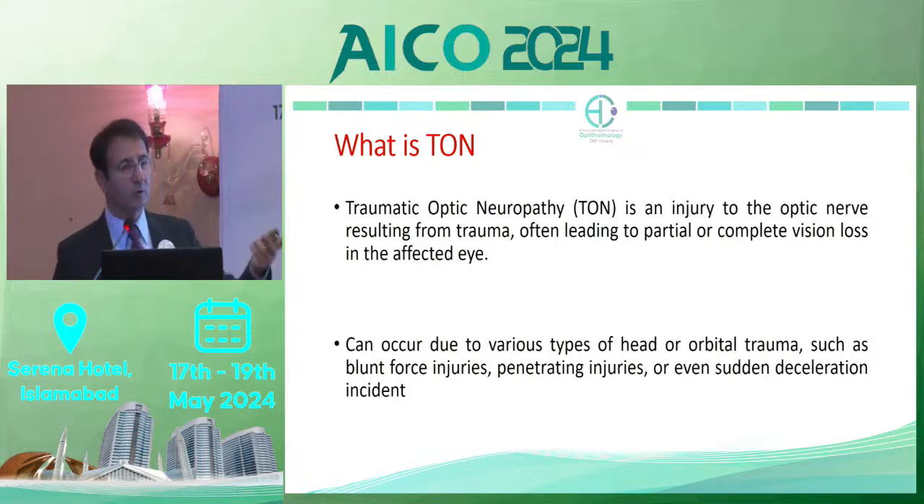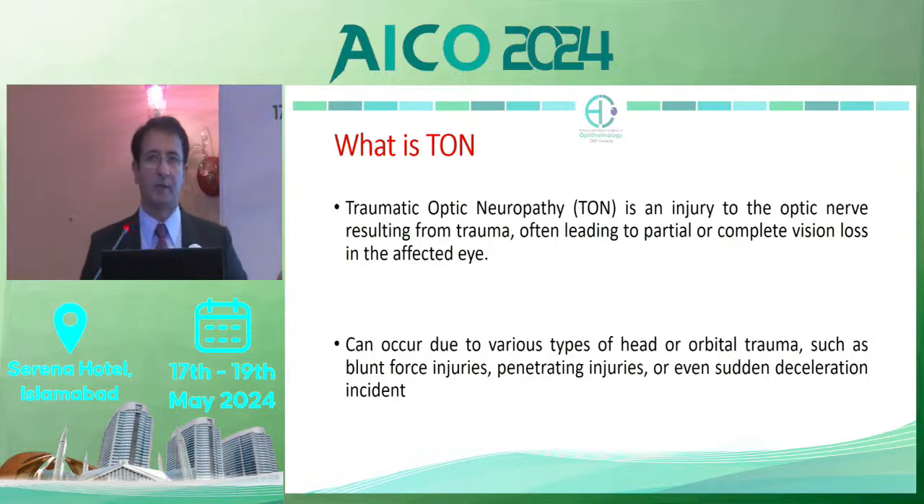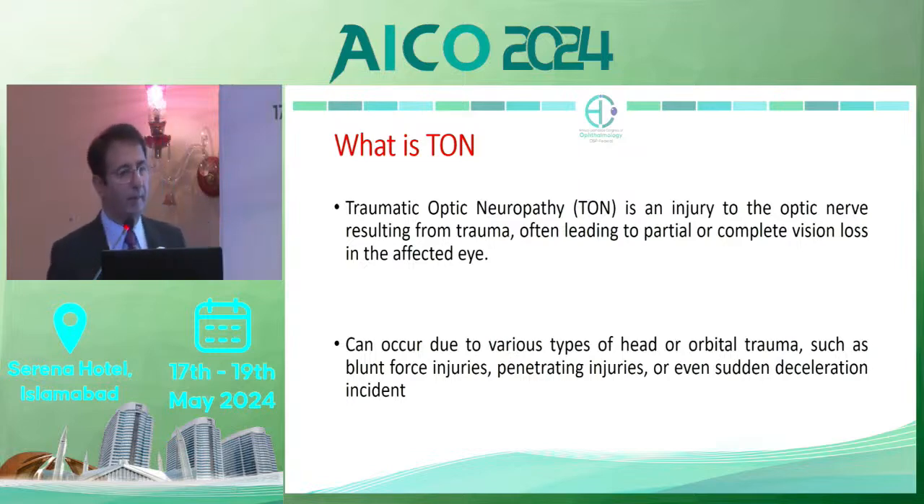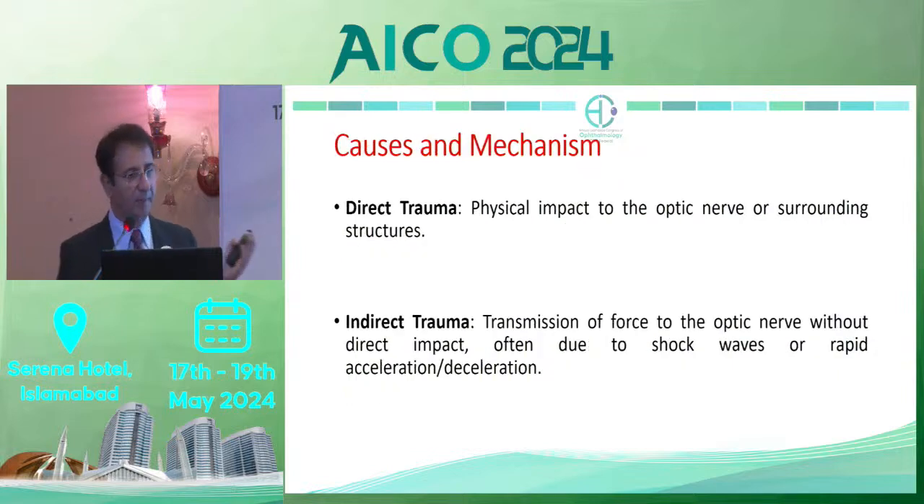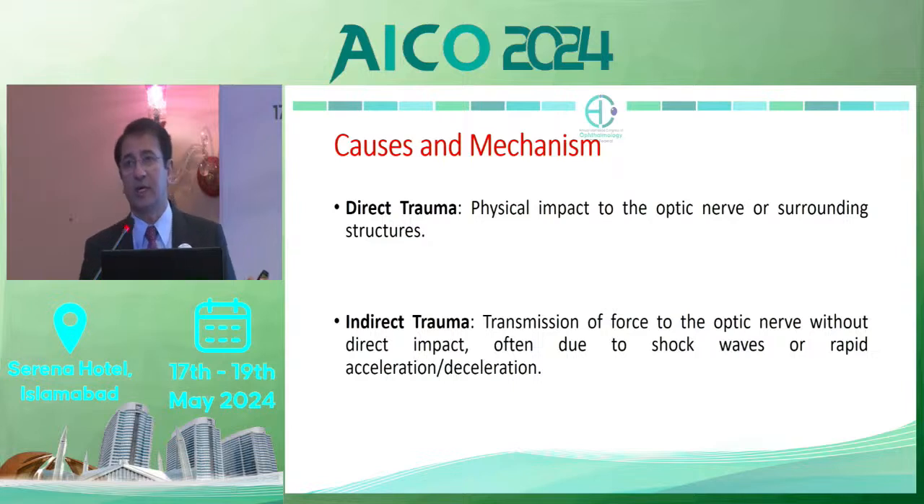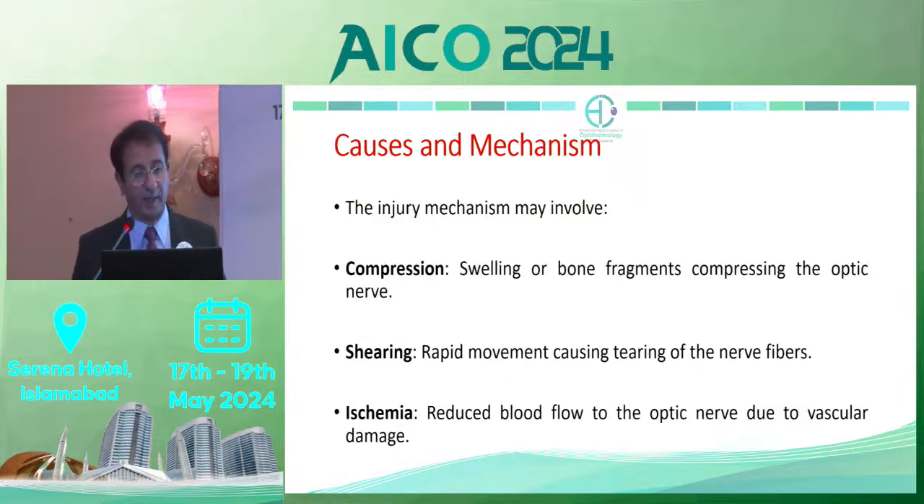So the cause obviously is a trauma which may be blunt or penetrating, direct or indirect. The indirect is usually caused by rapid acceleration and deceleration. So whenever, history is very important, because these are the clues which will give you an idea what you need to look for during your clinical examination and the investigations which you plan.